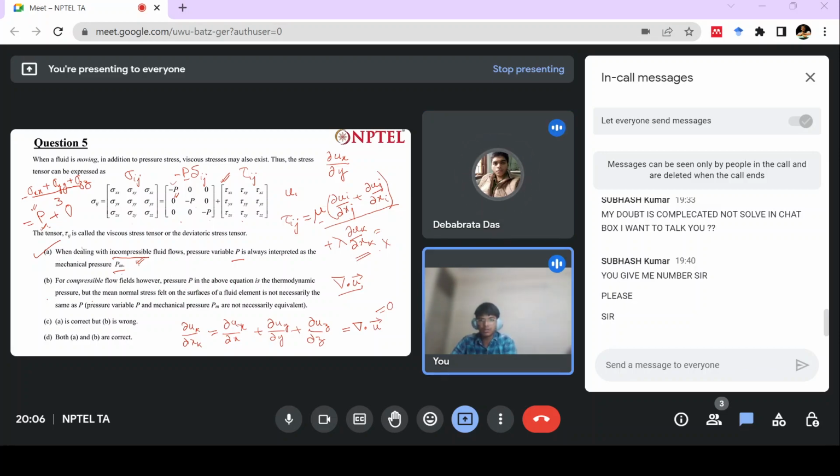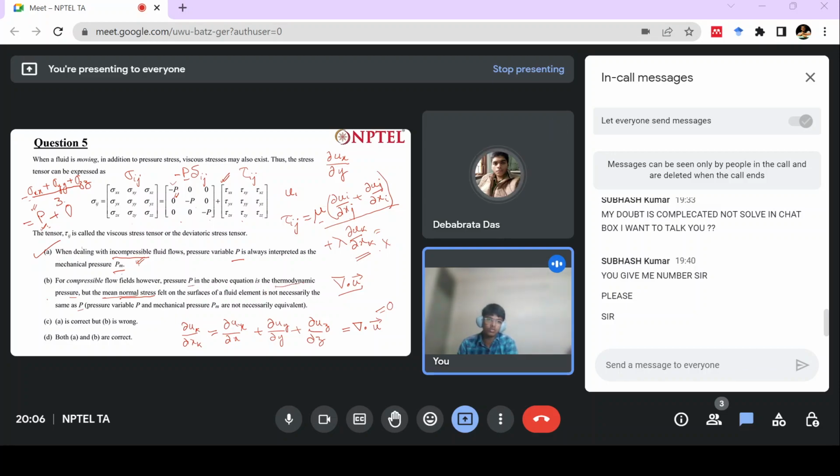Pressure is thermodynamic pressure, but mean normal stress felt on the surfaces of a fluid element is not necessarily the same as P. What is mean normal stress? Mean normal stress is nothing but minus sigma xx plus sigma yy plus sigma zz by 3. What mean normal stress is nothing but mechanical pressure, right? Mean normal stress is mechanical pressure, and this pressure P is thermodynamic pressure.